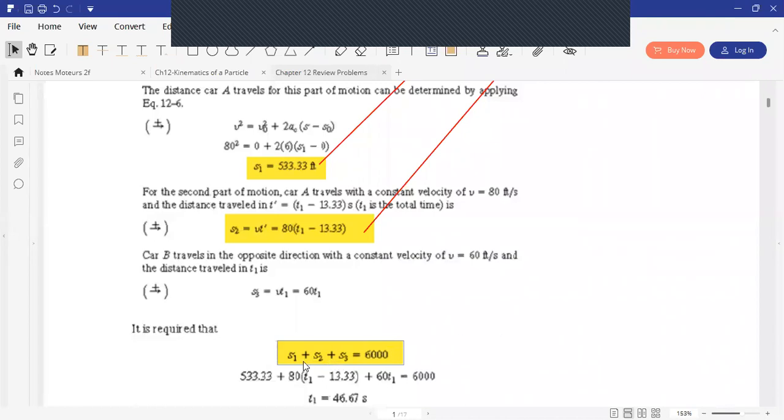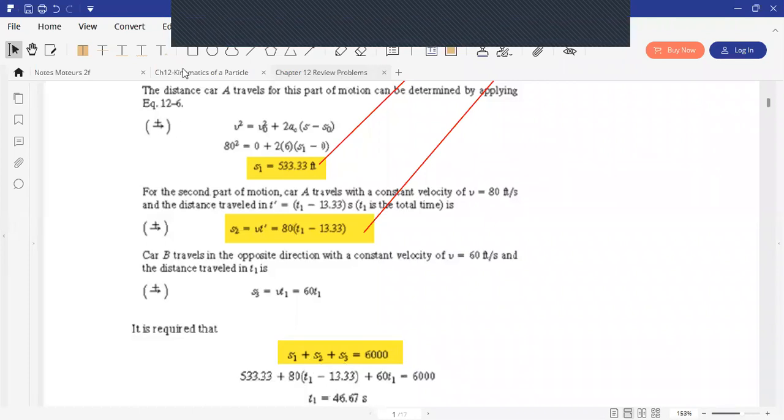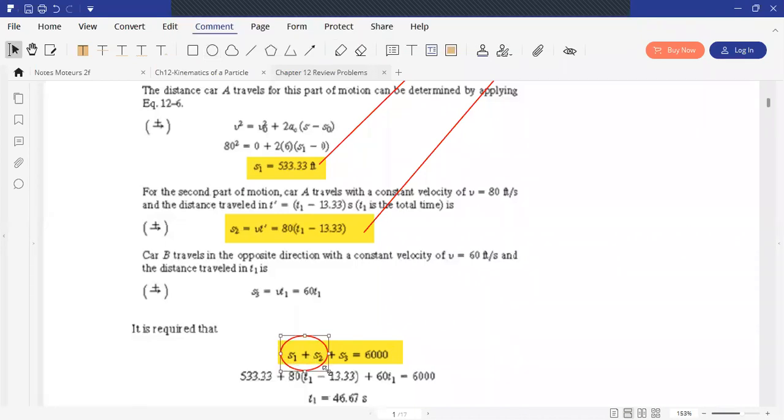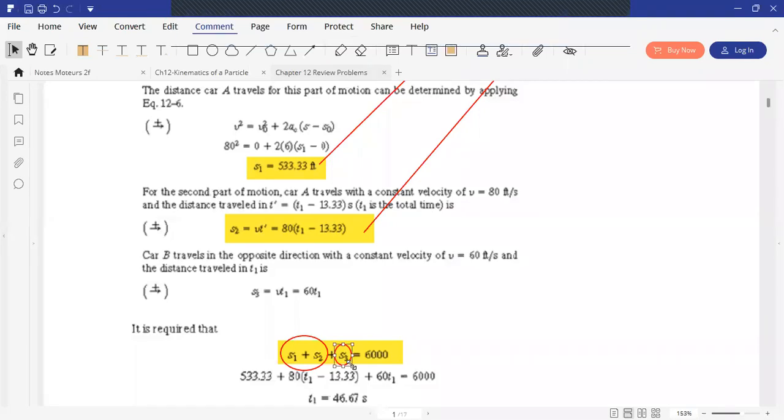Okay, so we have the total distance is S1 plus S2 plus S3. This part, S1 plus S2, is the distance traveled by A, and S3 is the distance traveled by B. And we said when the two particles meet each other, the total distance traveled by A plus the distance traveled by B is equal to 6,000. So this is a first method to find the time when they meet each other. A second method is to say when they meet, the coordinate of A is equal to the coordinate of B.